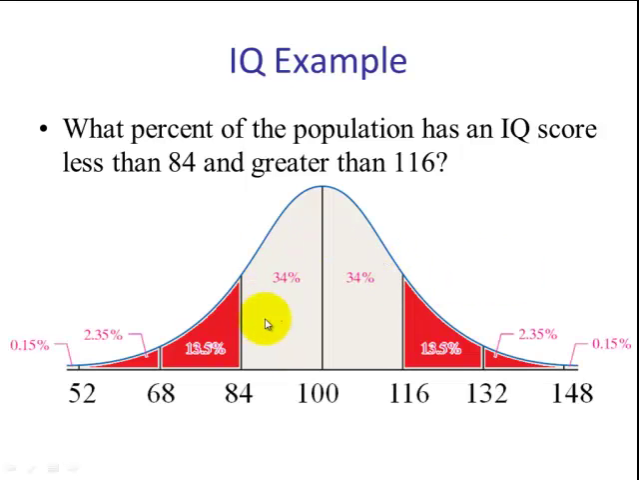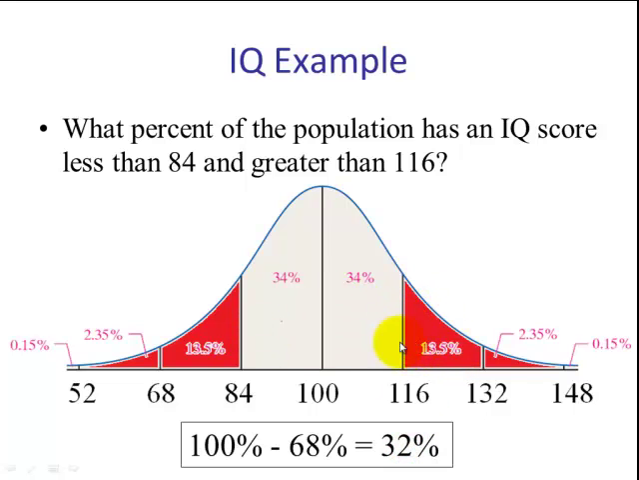What percent of the population has an IQ score less than 84 or greater than 116? Okay, from the previous example, we know between 84 and 116 is 68%. So we are wanting less than 84 and greater than 116. If we look at this distribution, we have what's called a left tail here, we have the middle, and we have a right tail. These three add up to be 100%. So if we know this is 68, to find the shaded region, we would take 100% minus 68, and we get 32%.